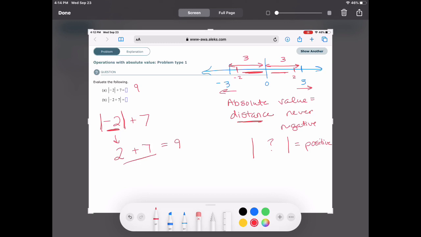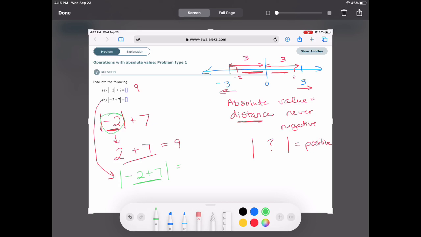This one right here is a little different. The absolute value of negative 2 plus 7. In this case, absolute value signs work a little bit like parentheses. So we have to do this whole thing inside here before we can take off the absolute value signs. So negative 2 plus 7 is 5.